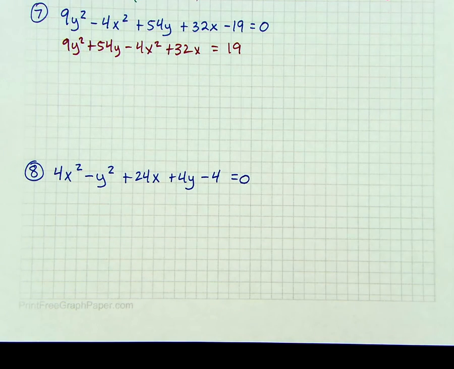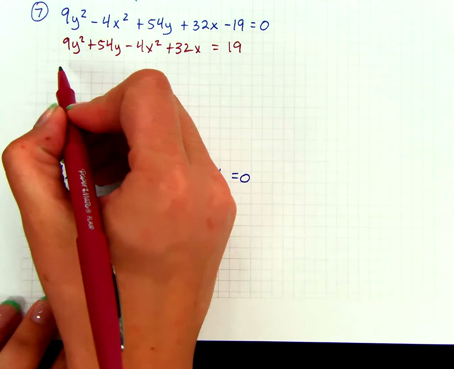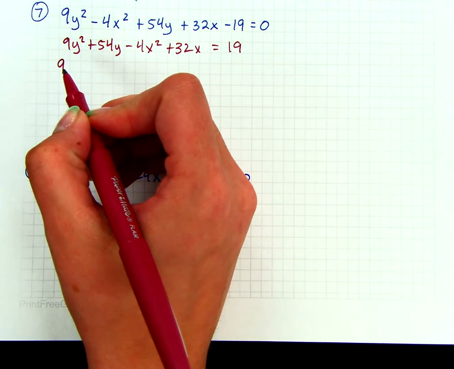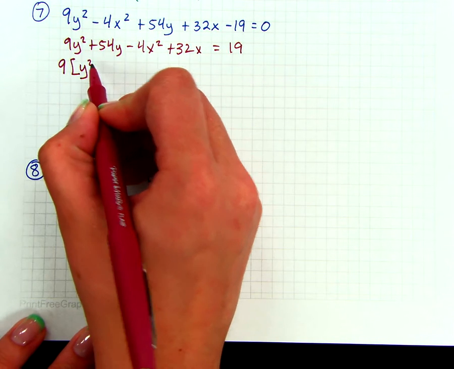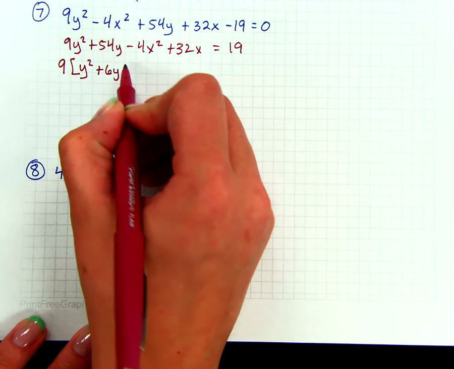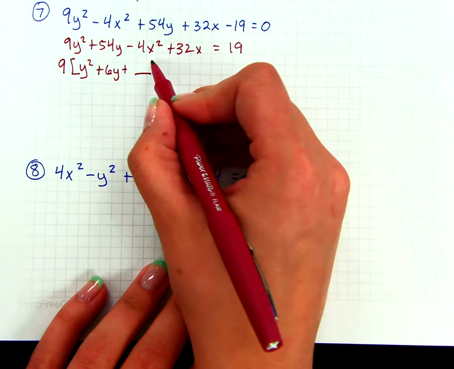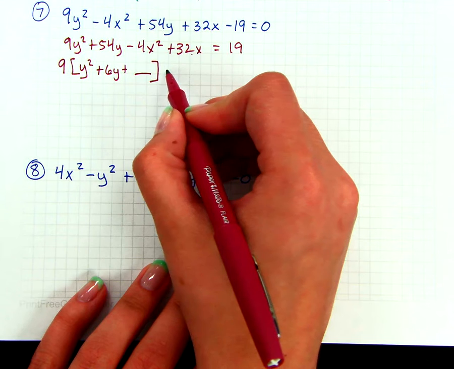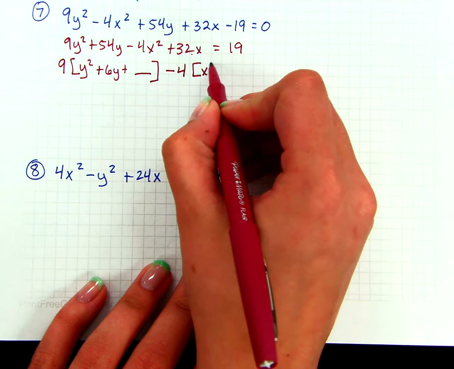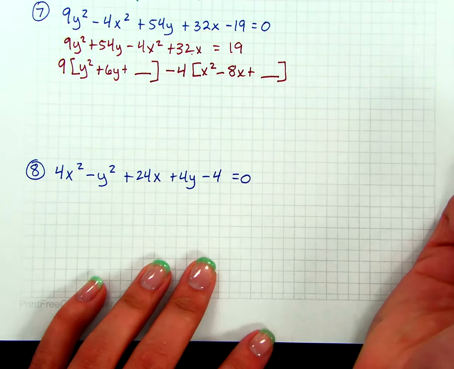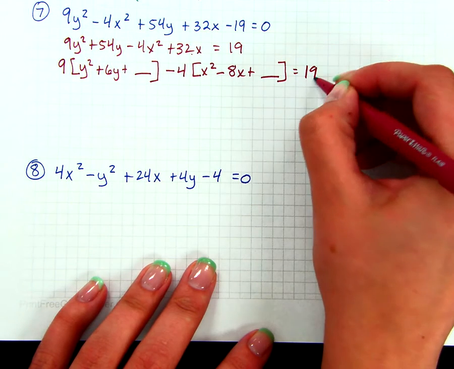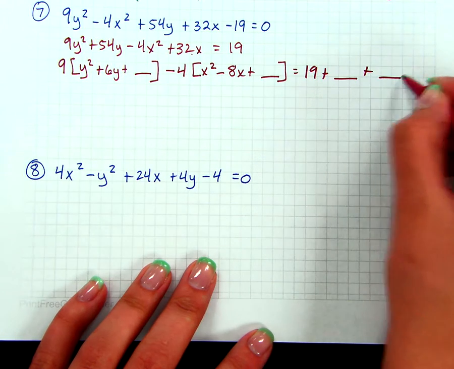Now again, to complete the square, we need to factor out the number in front of the square term. So I'm going to start by factoring out a 9 from both of the y's. I'm going to use a bracket. So 9 bracket y squared plus 6y. And then we're going to leave space to complete the square. And then I'm going to factor out a negative 4 from both of those terms. So that'll be x squared minus 8x plus, and then we're leaving room to complete the square, equals 19. And then we're adding both of those numbers to the other side.